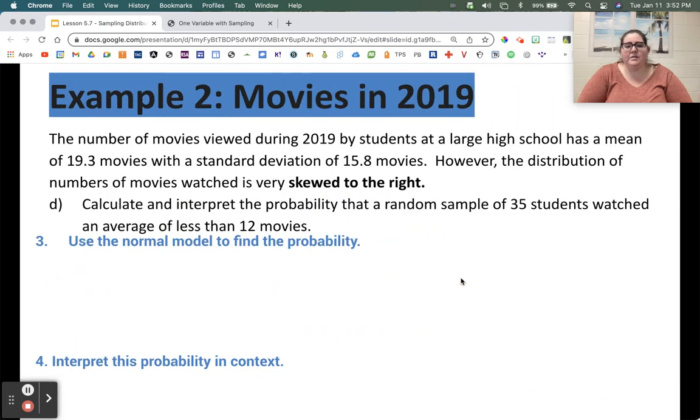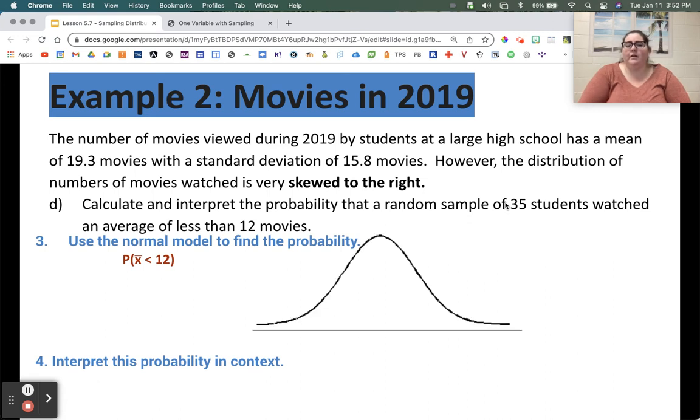The next step is to use the normal model to calculate the probability, and that does include drawing a normal model. We are finding the probability that our sample mean would be less than 12. So there's my normal model. We found that the mean of that sampling distribution is 19.3. The standard deviation is 2.67. So again, I could go ahead and add and subtract 2.67 three times on either side to get those markings. But I'm just going to go straight to the z-score.